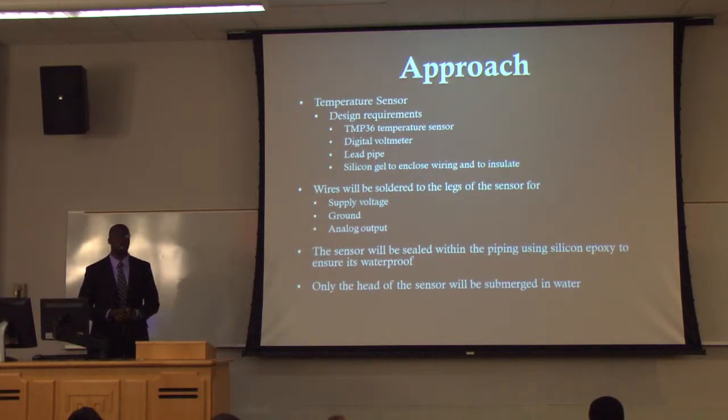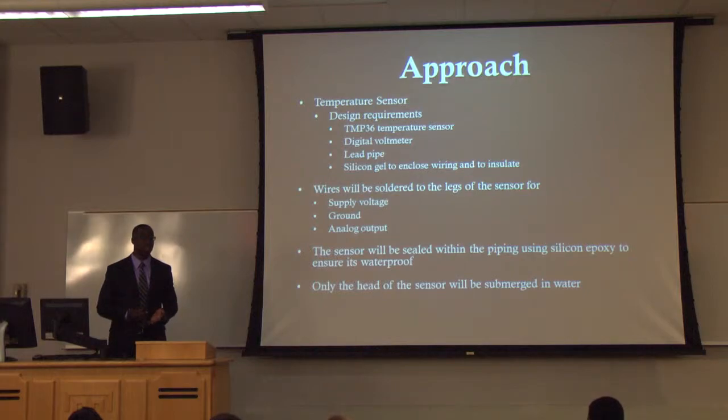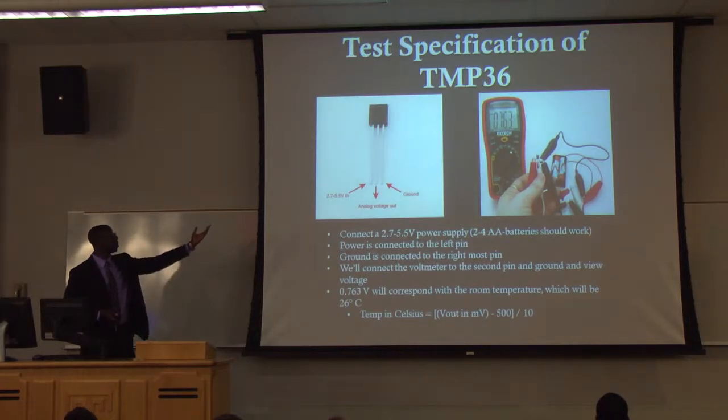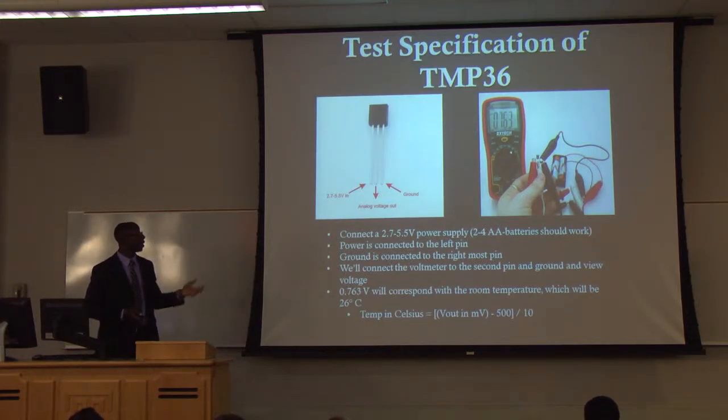So now with the temperature sensor, we're using a TMP36 temperature sensor transistor. How we'll build it is we'll use the temperature sensor, a lead pipe to enclose the circuit, and a silicon gel to enclose all of the wiring in the circuit, and we will solder wires to the 3 legs of the circuit and enclose the entire system in the lead pipe, only putting the head of the temperature sensor in the water. So in this picture you can see this is the transistor we'll be using. We'll be using a 5-volt input to the leftmost pin. Ground will be attached to the rightmost pin, and our analog voltage will give us our reading.